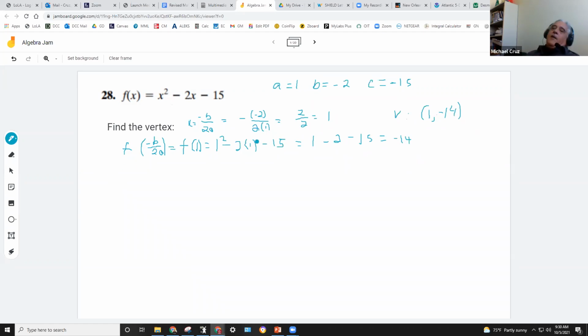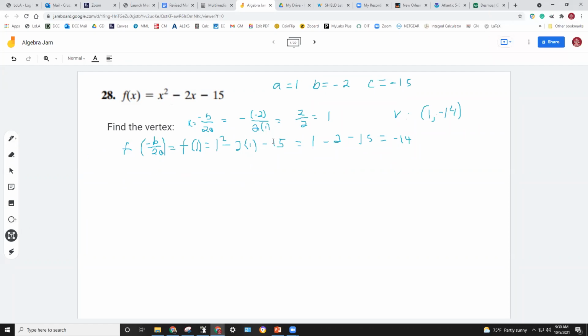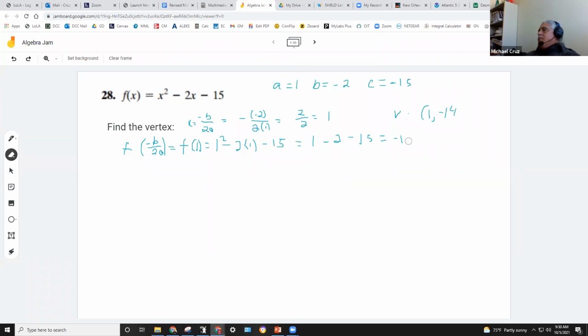While we're at it, let's find our x-intercepts. It's not negative 14, it's negative 16? Thank you. You're right. Sorry. Brain's working backwards today. All right, so there's the first thing we've got that's important, the vertex. All right, so now we want to find the x-intercepts.